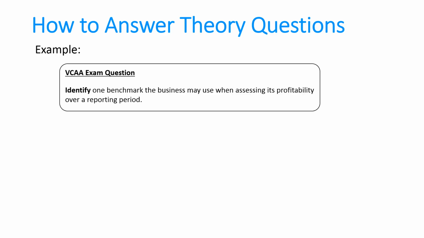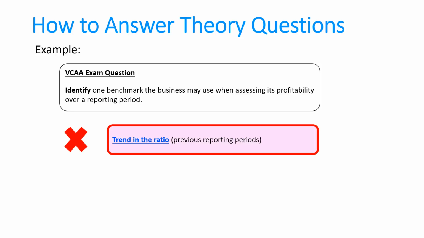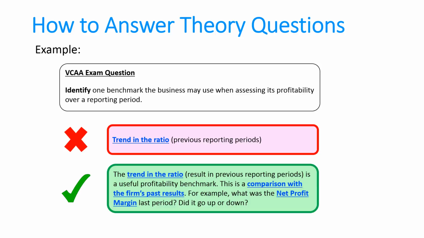Identify one benchmark the business may use when assessing its profitability over a reporting period. So if you wrote the trend in the ratio or previous reporting periods, that's actually a correct answer. There's just not enough detail there. That's a dot point. That's not a sentence. So what you need to do is turn that into a complete sentence or paragraph. So the answer below in green is actually no more insightful than the one above. It's just got greater depth.